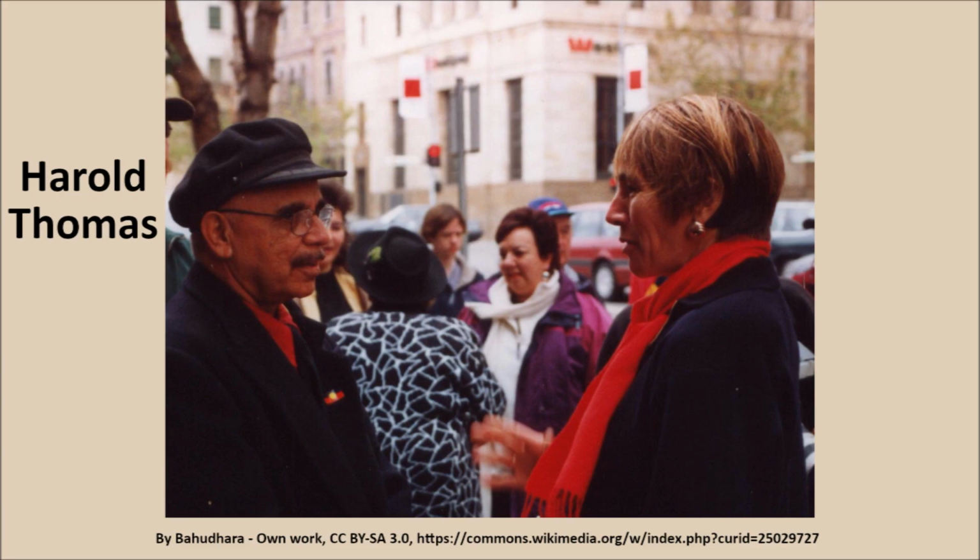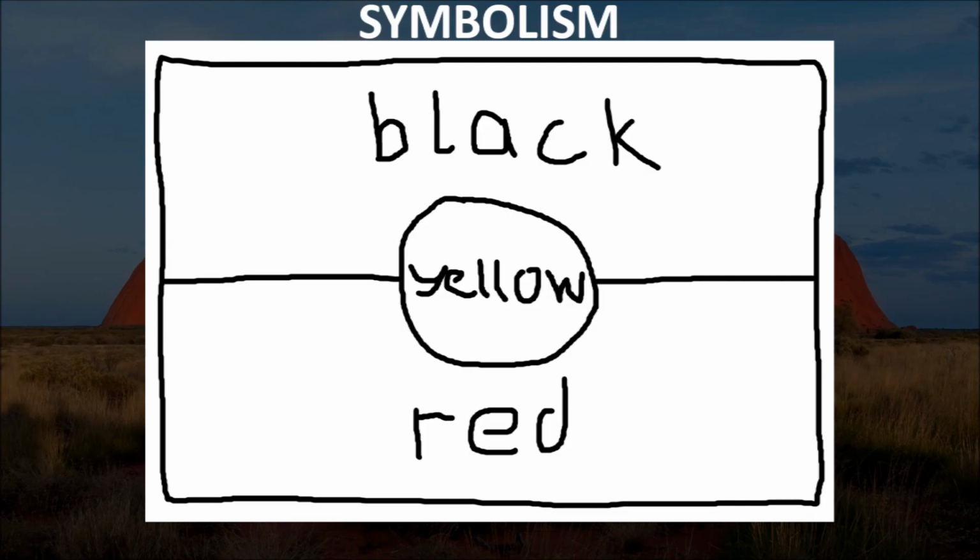The flag was designed back in 1971 by Harold Thomas, who is himself an Aboriginal Australian. He assigned the following symbolism to the flag. Black represents the Aboriginal people of Australia. The yellow circle represents the sun, the giver of life and protector. Red represents the red earth, the red ochre used in ceremonies, and Aboriginal people's spiritual relation to the land.